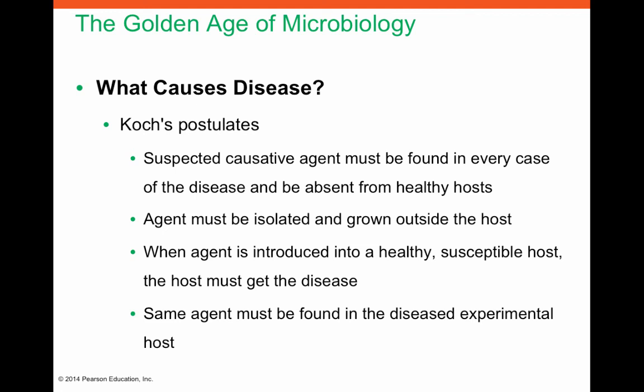He said that an agent, which I'm going to use that word a lot, so just get used to it, an agent of disease must be found in every case of the disease and must not be found in healthy hosts. Makes sense. He said it must be able to be isolated and grown in some of his petri dishes and then reintroduced into a healthy host. The healthy host would have to get sick from that introduced agent, and then he would have to be able to re-isolate it from that sick animal, again on his petri dishes.